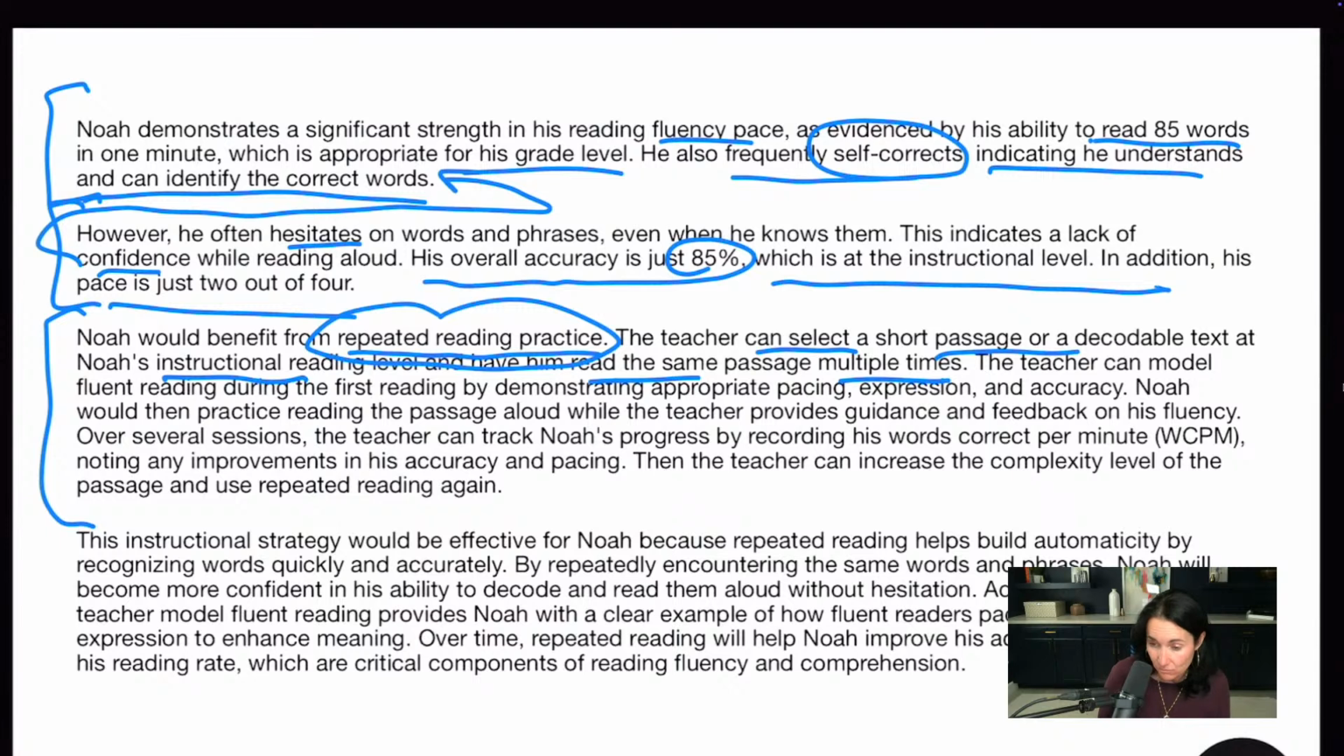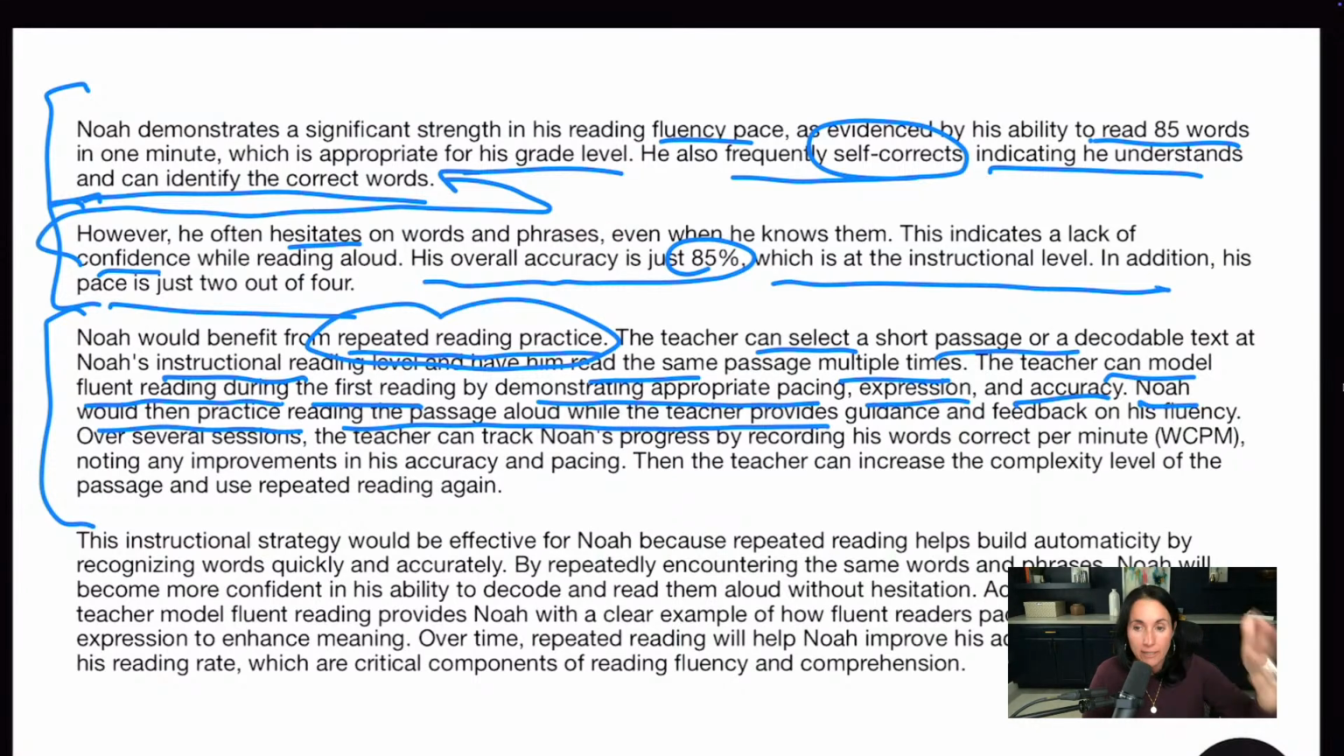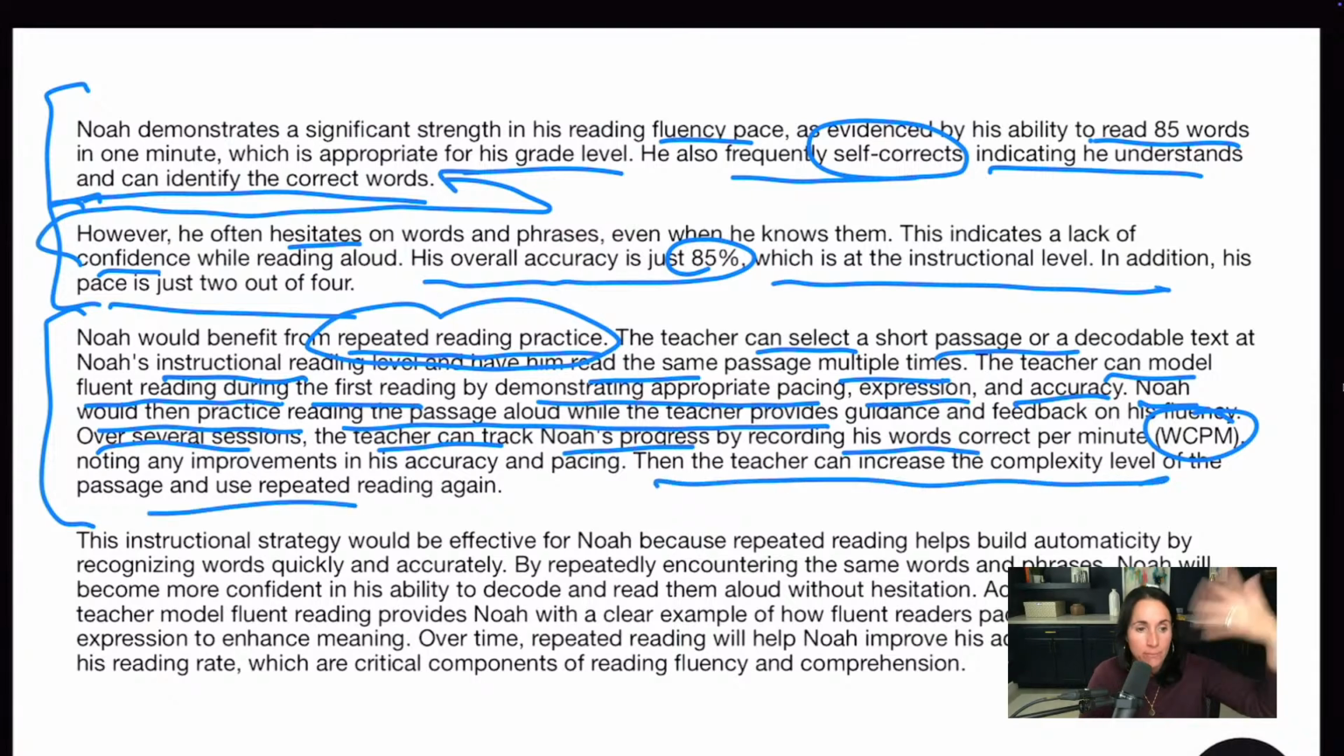Now I add this in just for good measure. The teacher can model fluent reading during the first reading by demonstrating appropriate pacing, expression, and accuracy. So during the first reading, the teacher reads it. Then Noah can practice reading the passage aloud, and then the teacher can provide guidance once he's done. Over several sessions, the teacher can track Noah's progress and his words correct per minute, noting improvements, which would help him feel confident. Hey, look, by the 3rd reading, you got almost all of them correct. And then the teacher can increase the complexity as he moves up.